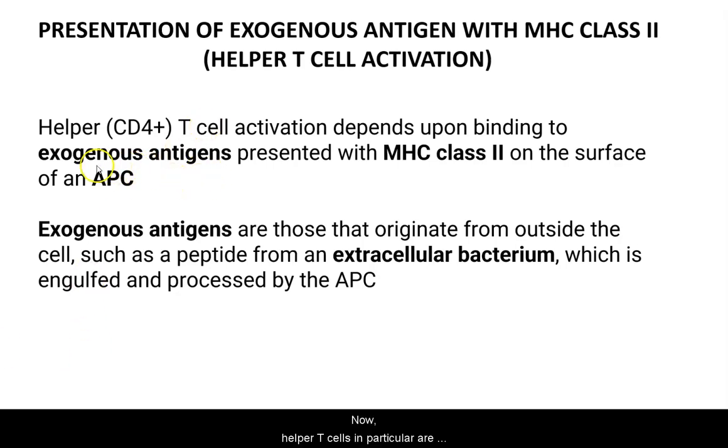Now, helper T cells in particular are going to be able to recognize exogenous antigens. These are going to be antigens that originate from outside of the body cell. So, for example, an antigen presenting cell might engulf an extracellular bacterium, break that bacterium down, and present that exogenous antigen to the helper T cell.